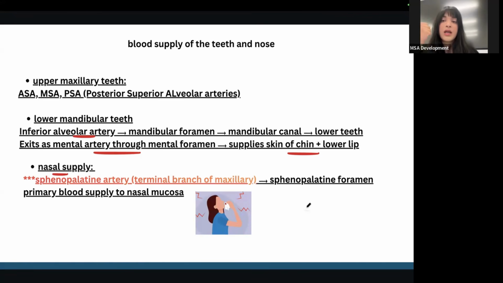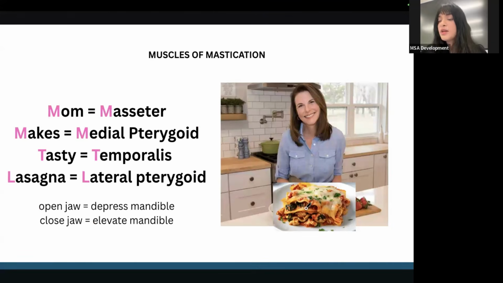You're going to get a nosebleed. And the nosebleed is because of this sphenopalatine artery rupturing. Finally, we move on to the muscles of mastication. Masseter, medial pterygoid, temporalis, and lateral pterygoid. 4 primary ones. So mom makes tasty lasagna.